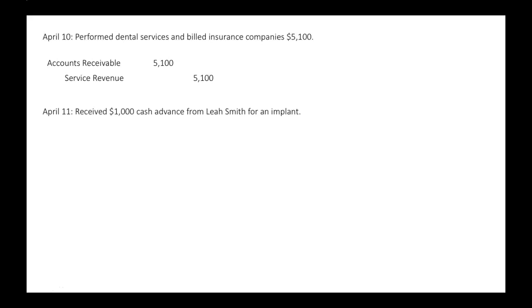So in this entry, we are receiving cash, so our cash has to increase. And unearned service revenue is credited. Now, unearned service revenue is not a revenue account. Instead, it's a liability. But liabilities still increase with a credit, so we're okay there. And then how much? That's where our $1,000 comes into play.